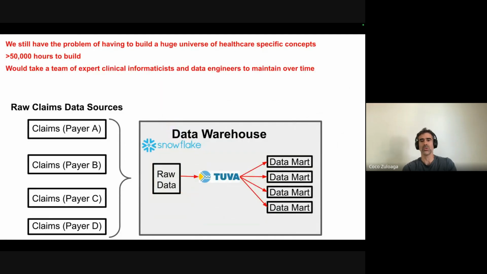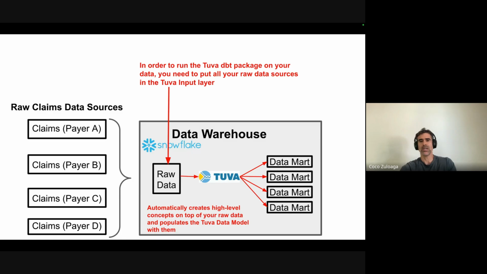So this is what the Tuva package does. The Tuva DBT package is managing all this knowledge. It's an open source package that we want to collaborate on as an industry so that we can all use the same concepts as an industry and keep refining them over time.